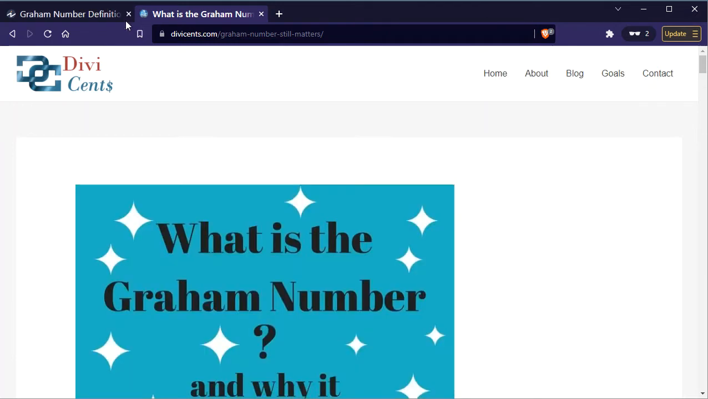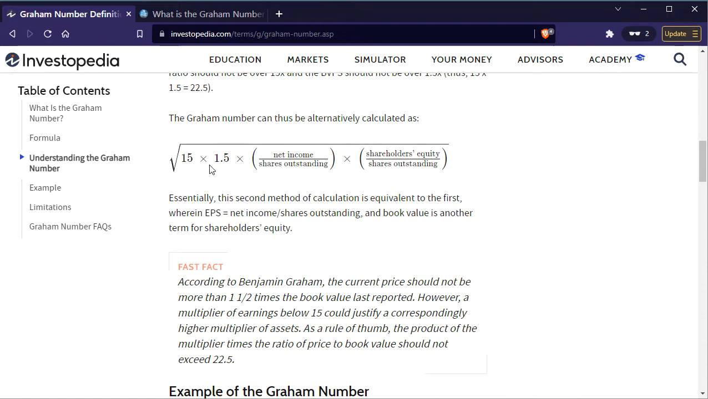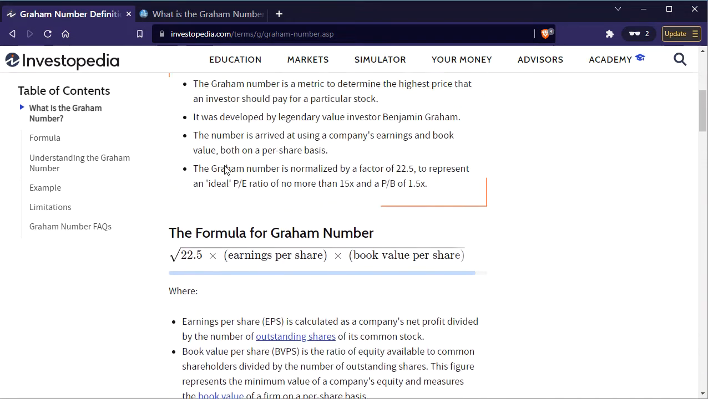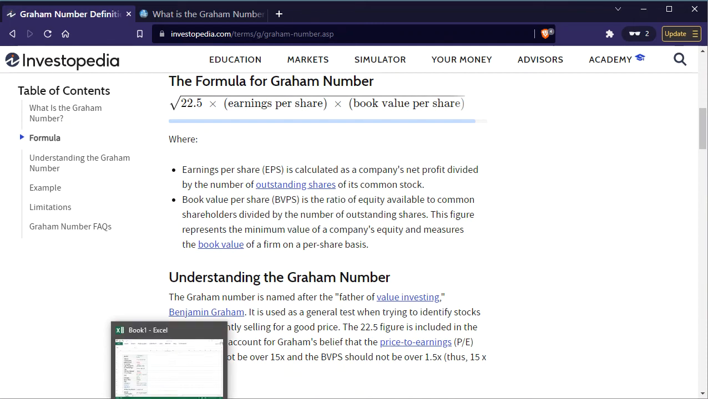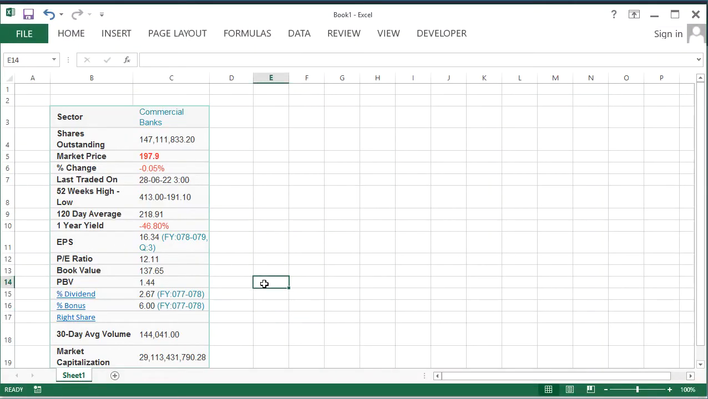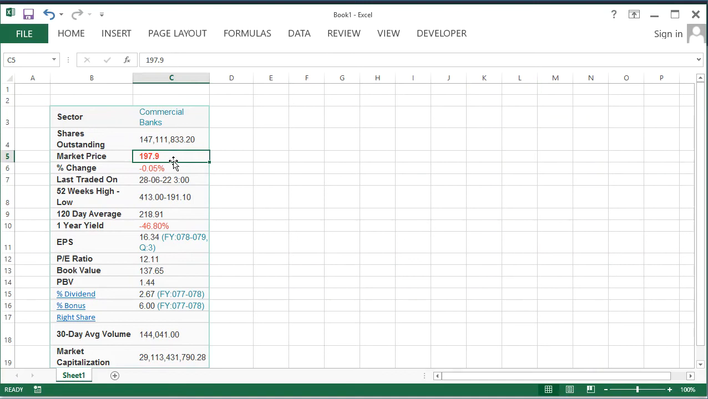Okay, so yeah, 15 times 1.5 is 22.5 over here. Earnings per share, EPS, and book value per share. This is how we calculate the Graham's number. So this is the data that I've copied in the Excel sheet. You can see here the market price of this company. I'm not going to say the name of the company, but it is a commercial bank.